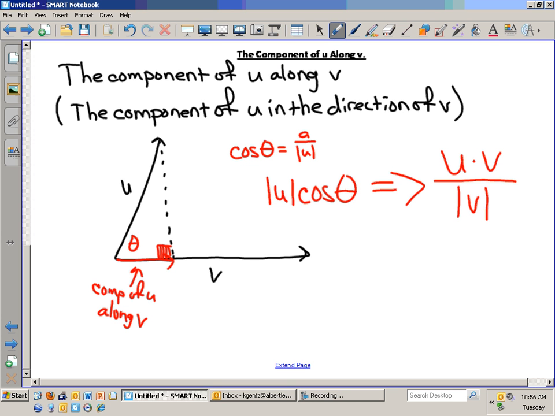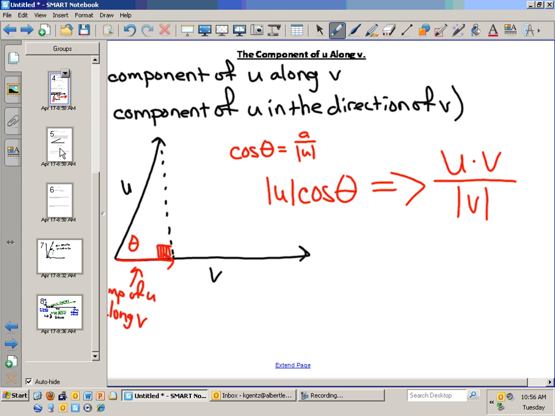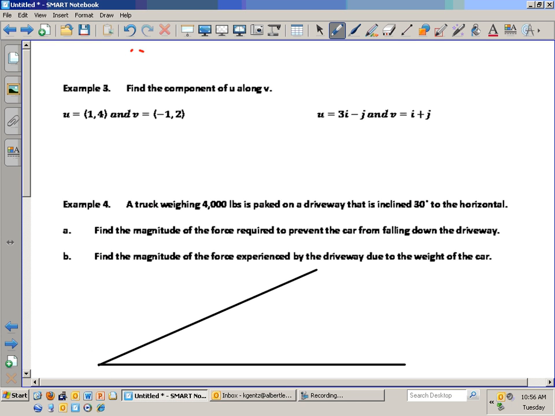So we have two ways to calculate that. You can use trig and use cosine to find that, but we can also just simply use u times v divided by the absolute value of v, or the magnitude of v. Any questions? Let's apply it and make it work. Flip your notes over. It says find the component of u along v. Well, again, we know that the component of u along v is u times v divided by the magnitude of v. So that's what I'm going to do.